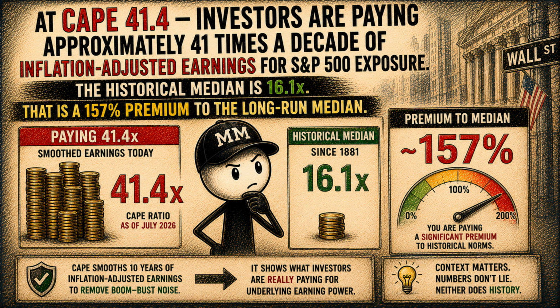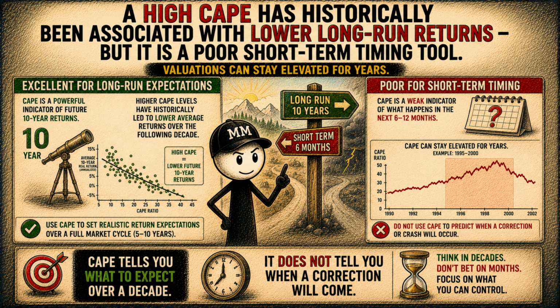The long-run median is 16.1, meaning the market has historically been priced at approximately 16 times this earnings measure. Research shows a strong inverse relationship between CAPE levels and subsequent 10-year returns. When CAPE is high, future returns tend to be low, and vice versa. This makes it one of the best tools for setting long-term return expectations.